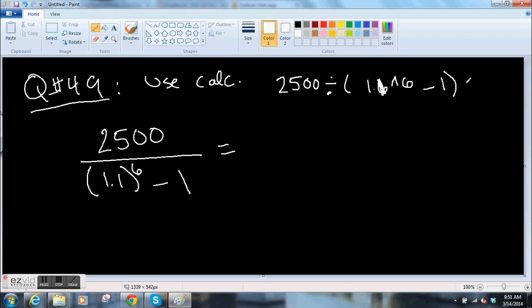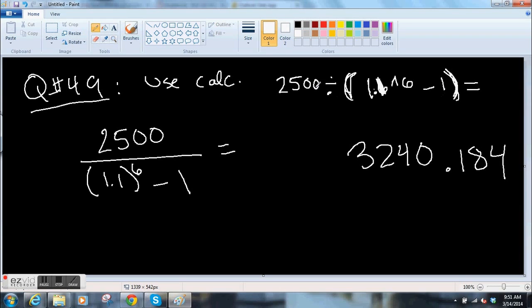Okay. So when you do this, make sure you're typing in a 1. There, 1.1 raised to the 6th. And you have to include these parentheses. You should get a number like, where's my big old number? What a mess. 3240.184. So again, the key here is you have to add your own parentheses. Otherwise, the calculator is going to do it in a different order. So write it 2,500 divided by parentheses. Do you see the parentheses buttons? 1.1 raised to, there's a raised to the 6th, and then minus 1. End parentheses, you have to end parentheses equals this.